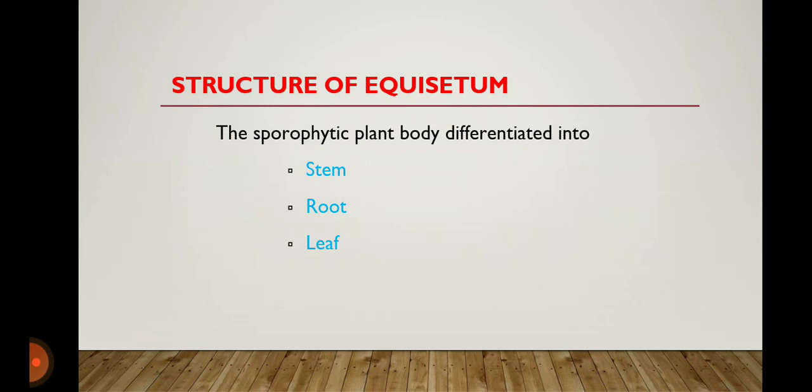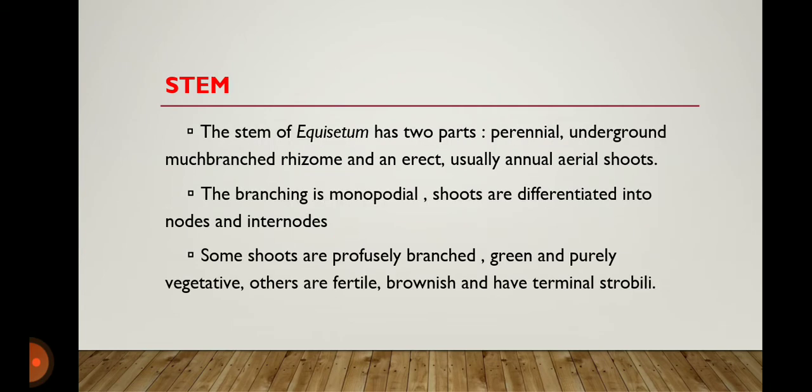Structure of Equisetum. The sporophytic plant body is differentiated into stem, root, and leaf. Stem. The stem of Equisetum has two parts: a perennial underground much branched rhizome and an erect, usually annual aerial shoot. The branching is monopodial. Shoots are differentiated into nodes and internodes. Some shoots are profusely branched, green and purely vegetative. Others are fertile, brownish and have terminal strobili.